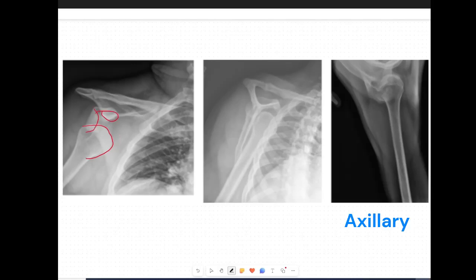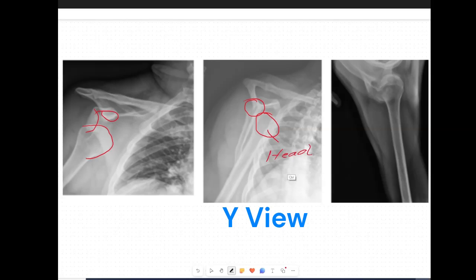On the axillary view, the dislocation becomes even more obvious. The humeral head has moved forward. So instead of being centered over the glenoid, it's shifted anteriorly, almost as if it is falling off the tee. And in the scapular Y view, the humeral head will appear in front of the Y, sitting outside the glenoid's expected central position. This view really drives home the anterior displacement, which is why it's crucial to always include it in your imaging studies.